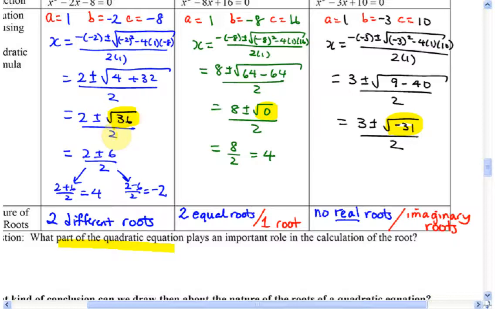If your square root is positive, look at this. You have how many answers? Two. If your square root is zero, plus or minus zero is still just zero. So therefore, you only have one answer. And over here, when it's negative, guess what? You've got nothing. So the part that plays the important role really is the stuff, and don't use this term, but it's the stuff inside the square root of the quadratic formula.